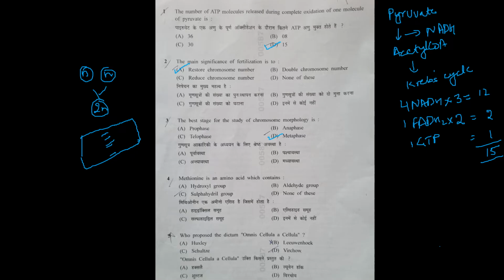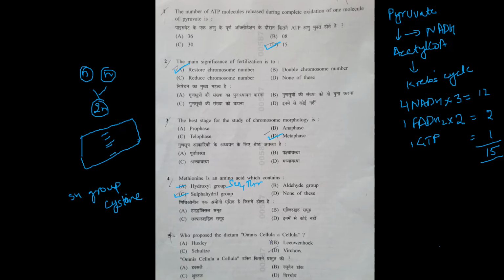Now, methionine is an amino acid which contains a sulfhydryl group, that is the SH group. Besides methionine, there is one more amino acid that contains this SH group, and that is cysteine, C-Y-S-T-E-I-N-E. And the OH group is present in serine and threonine. Aldehyde group is not present in any of the amino acids. So the answer will be B, sulfhydryl group.